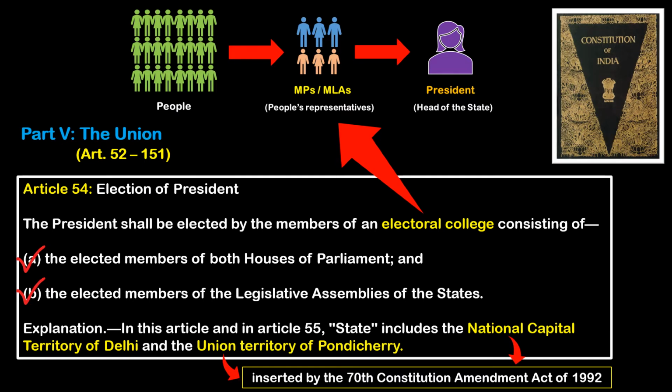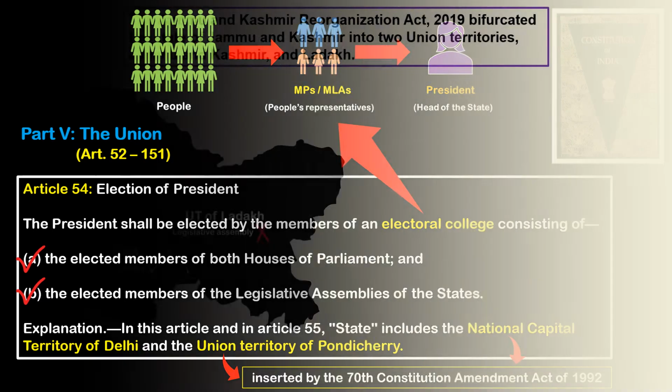By the 70th Constitution Amendment Act of 1992, the elected members of legislative assemblies of the National Capital Territory of Delhi and the Union Territory of Puducherry were also included within the Electoral College. The intention behind this was to allow more citizens to participate in the President's election.